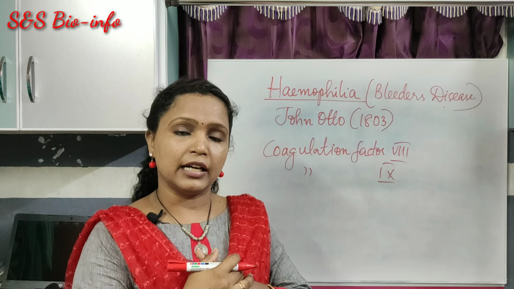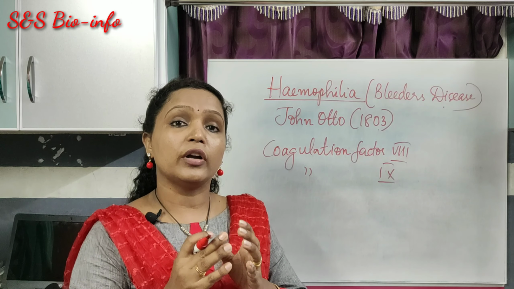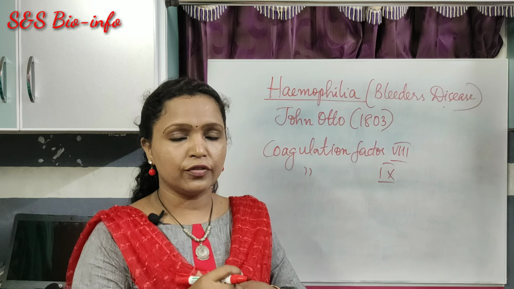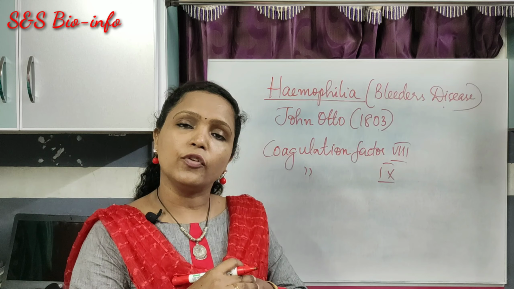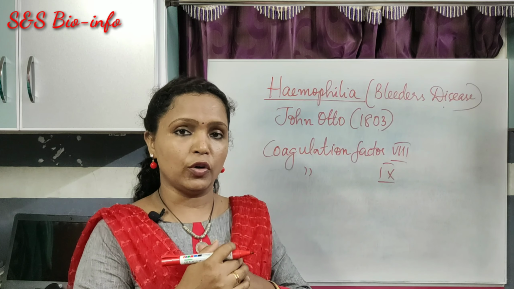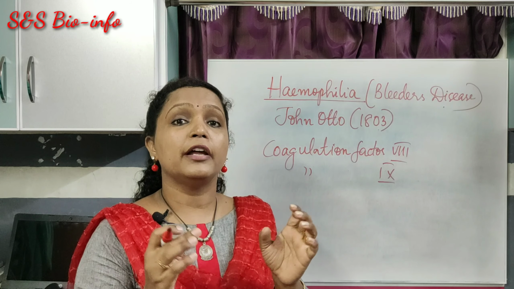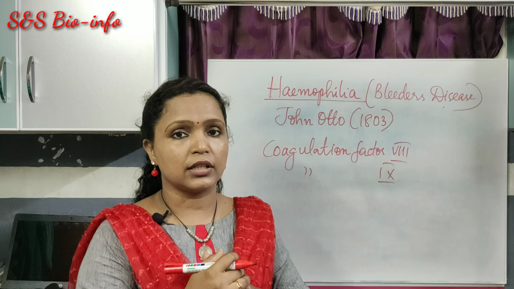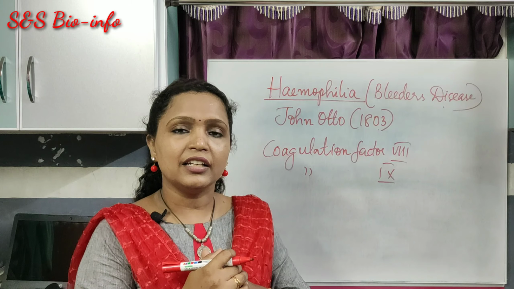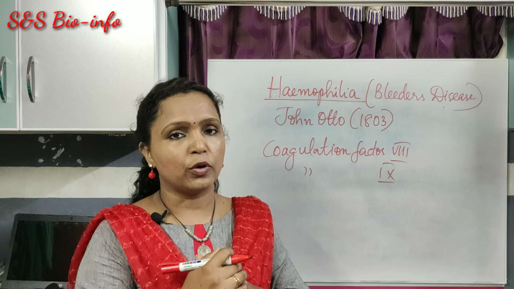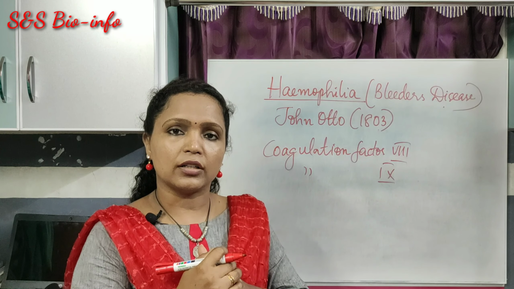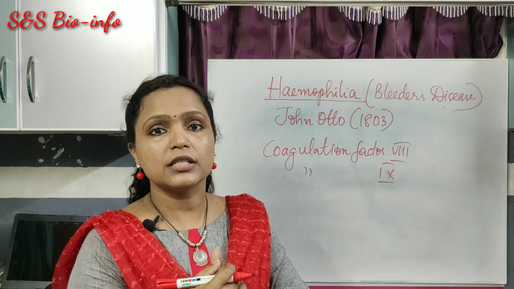We have learned that a blood clot or coagulant forms at the site of injury. This blood clot formation requires a group of proteins. Due to the deficiency of these factors, what will happen? Blood clotting will not occur in such patients. That leads to bleeding in the body of the patient. That is called hemophilia or bleeder's disease.